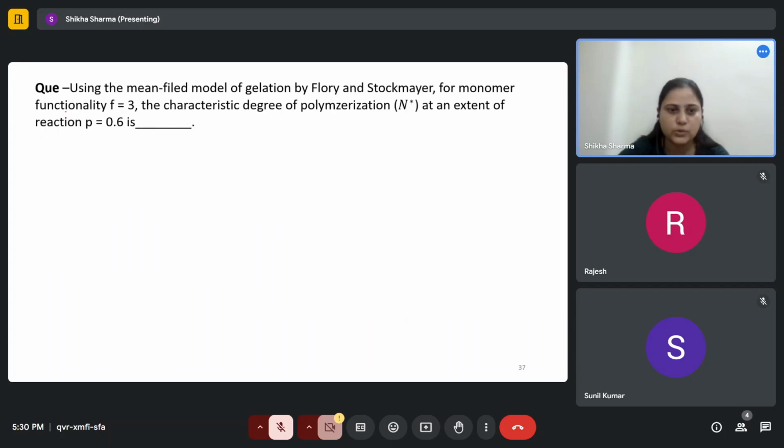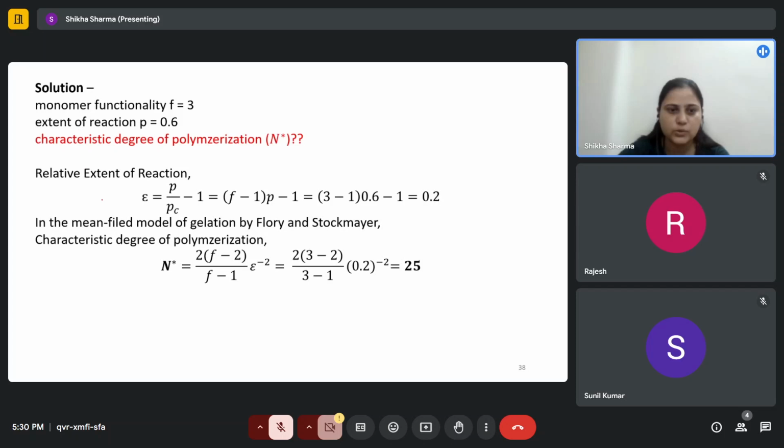So let's move to the next question. Using the mean field model of gelation by Flory and Stockmayer for monomer functionality f equals 3, the characteristic degree of polymerization at an extent of reaction p equals 0.6 is. So let's solve this question. It is asking the characteristic degree of polymerization, which is n star, and its formula is 2 multiplied by f minus 2, which is functionality minus 2, divided by f minus 1, which is functionality minus 1, multiplied by relative extent of reaction to the power minus 2. This is our complete formula.